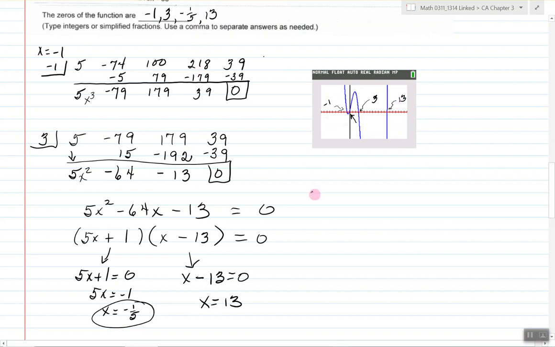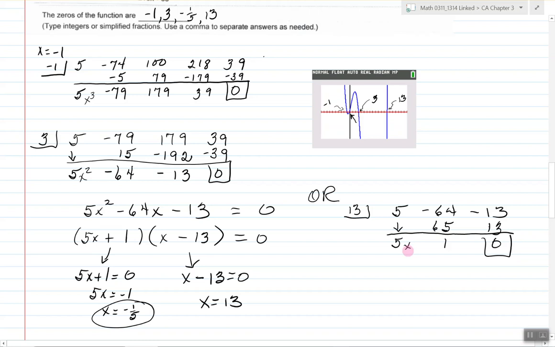Let me just show you something. This is an OR. If you took the 5, the negative 64, and the negative 13, and you believed, oh, I think there's a 13 there, you can depress it 1 more degree. Bring down the 5. 5 times 13 is 65. That gives me 1. 1 times 13 is 13 with a remainder of 0. This is now x to the first. So if you take 5x plus a 1 equals 0, 5x is negative 1, x is negative 1/5.